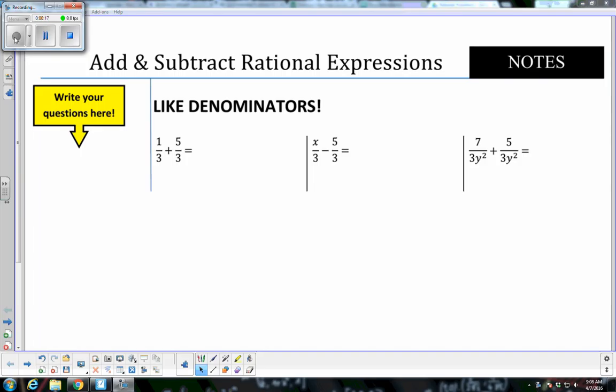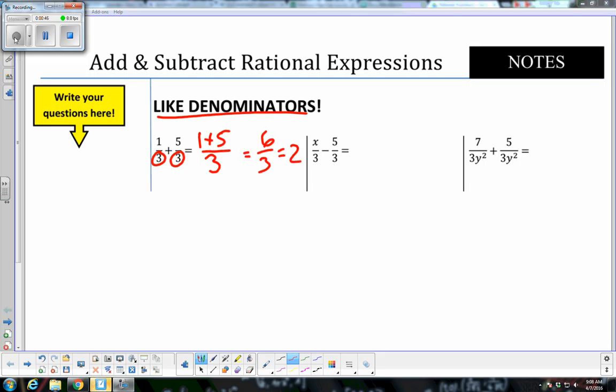Let's take a look at some simple fractions. Let's remind you how this works. The key word here is like denominators, those are your friends. And what does that mean? That means that the bottoms of the fractions are the same. So those threes match, which makes it very nice for adding and subtracting fractions because you don't have to do anything but keep the bottom and then just add the top. 1 plus 5 is 6, so 6 over 3. And we know 6 over 3 is 2. So that was pretty easy.